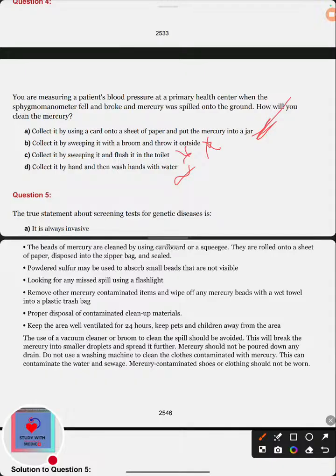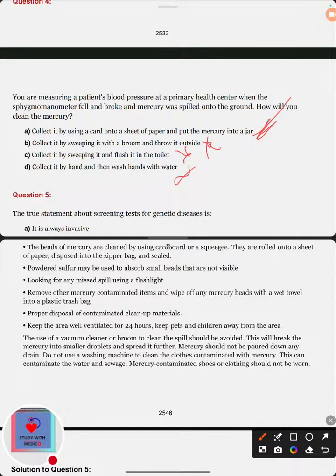Proper disposal of contaminated clean up material. Keep the area well ventilated for 24 hours. Keep pets and children away from the area. A vacuum cleaner or broom to clean the spill should be avoided. This will break the mercury into small droplets and spread it further.